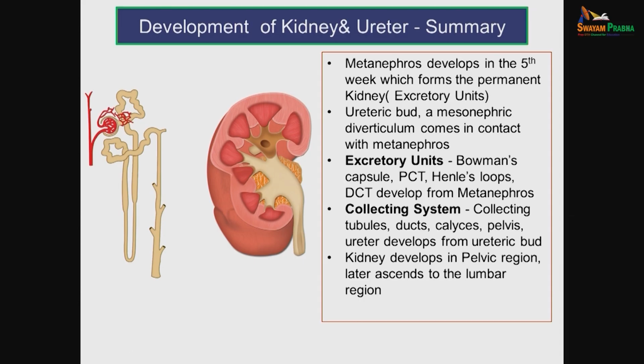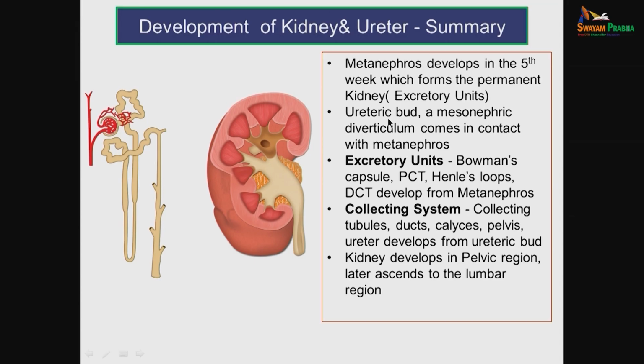Having read about the development of the kidney and ureter, we'll just summarize what we have learned till now. As I said, there are various stages in the formation of the urinary system, namely pronephros, mesonephros and metanephros. It's the metanephros which develops in the 5th week and forms the permanent kidney, that is the excretory units, namely Bowman's capsule, PCT, Henle's loop and DCT.